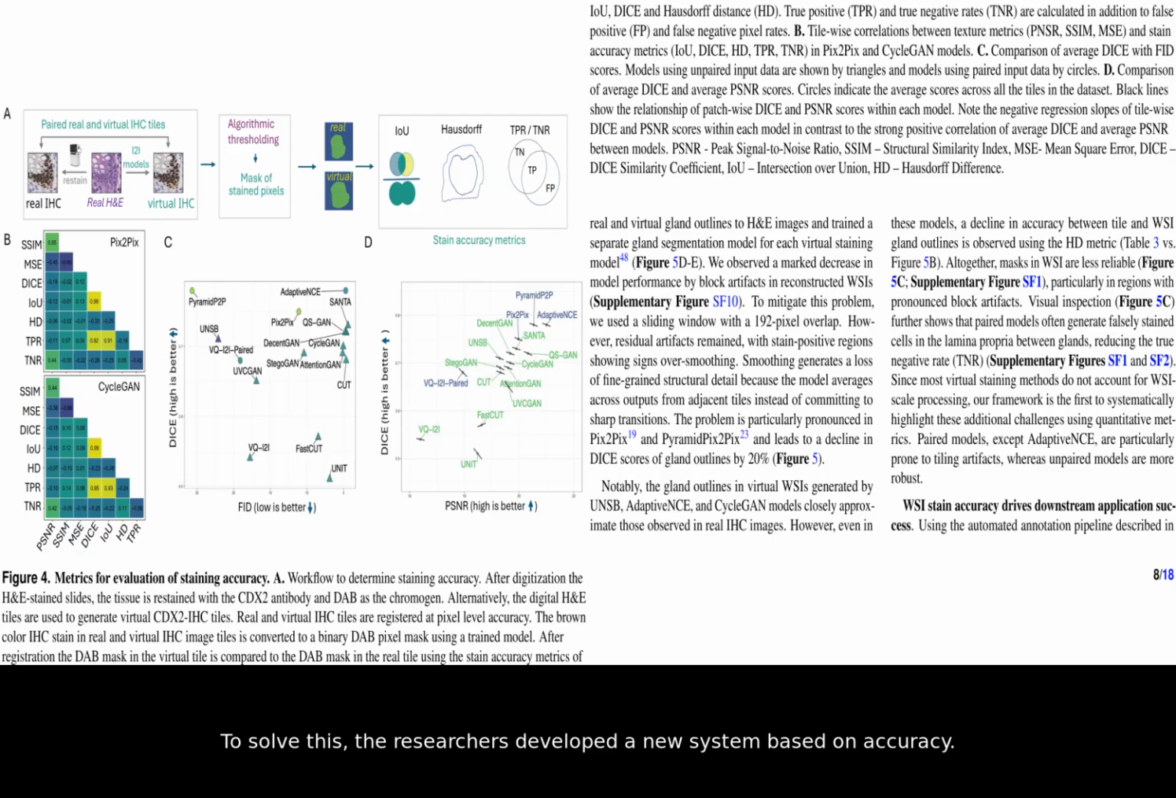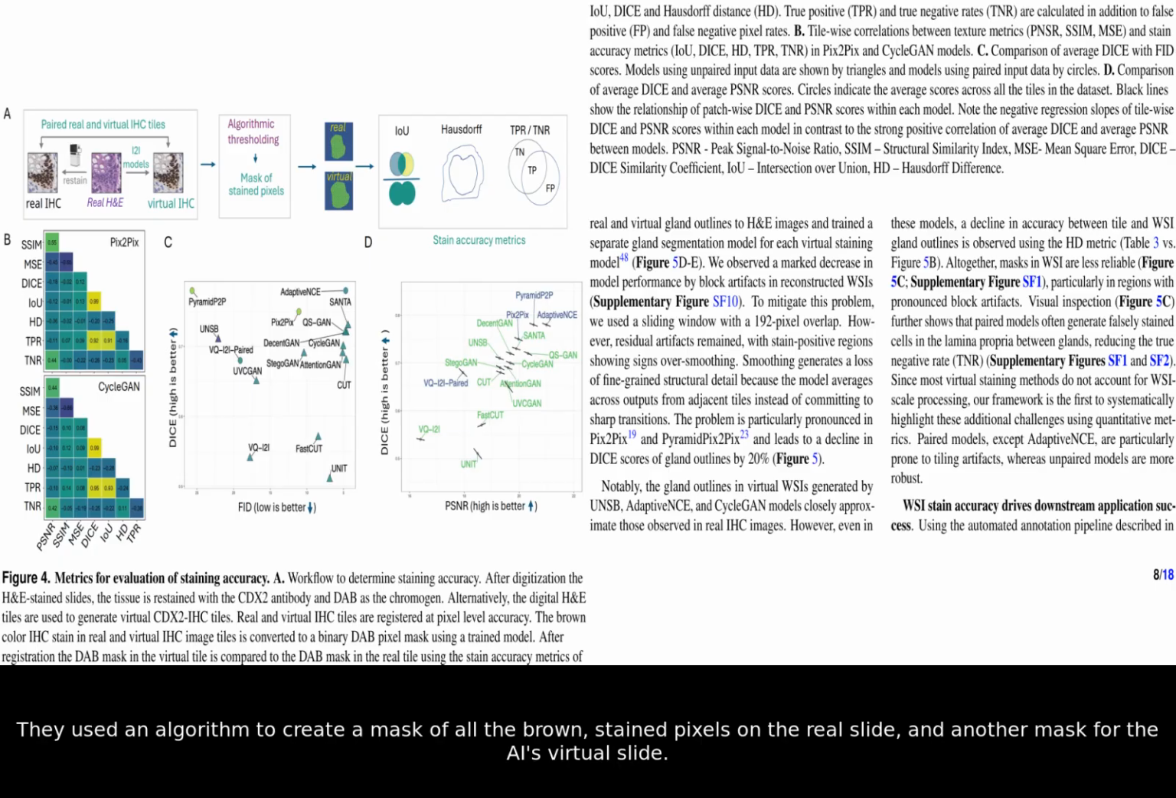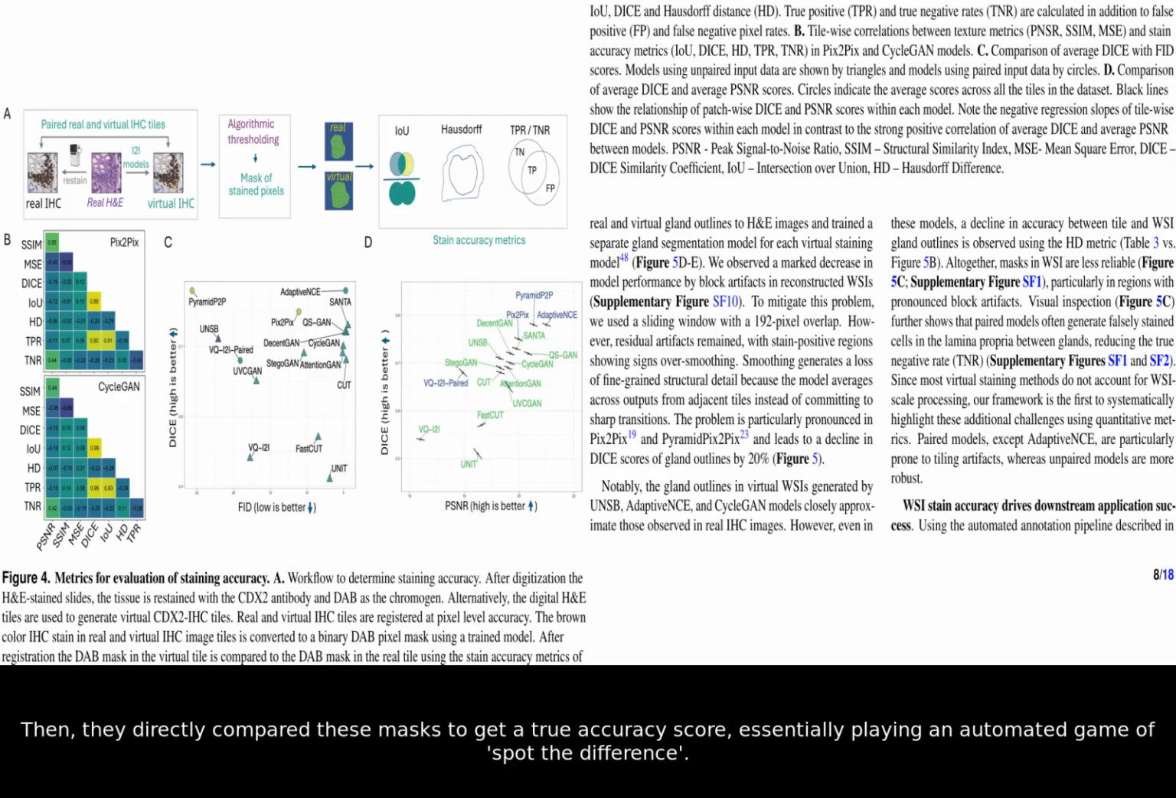To solve this, the researchers developed a new system based on accuracy. They used an algorithm to create a mask of all the brown, stained pixels on the real slide and another mask for the AI's virtual slide. Then, they directly compared these masks to get a true accuracy score, essentially playing an automated game of spot the difference. As you can see here, this approach confirmed that the old metrics for image fidelity do not reflect true staining accuracy.